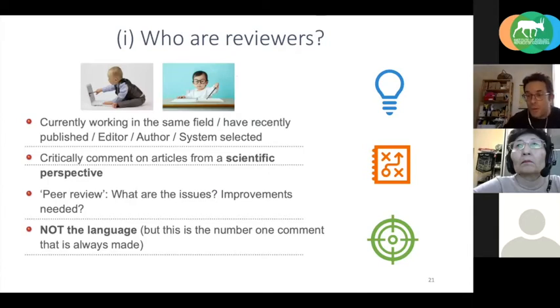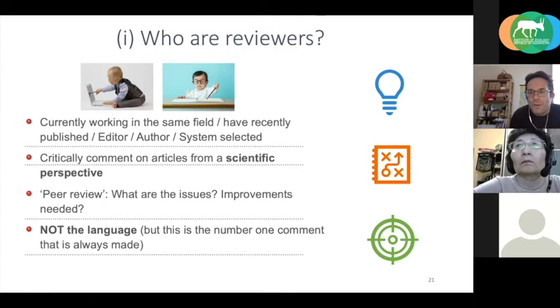Peer reviewers, of course, are colleagues working in the same field, colleagues who've recently published. They may be selected by the editor using an automated online system, or they may be given as suggestions by you in your cover letter, as we talked about already. Peer reviewers are asked to comment critically on articles from a scientific perspective. They provide that cornerstone, that benchmark, that underpinning basis upon which we consider published material in the academic literature to be quality. Peer review is considered the basis of academic publishing.